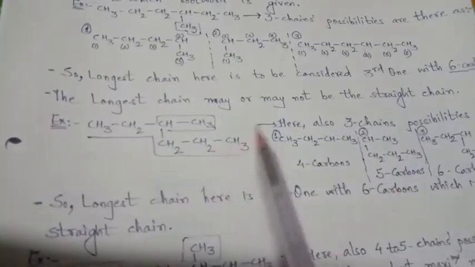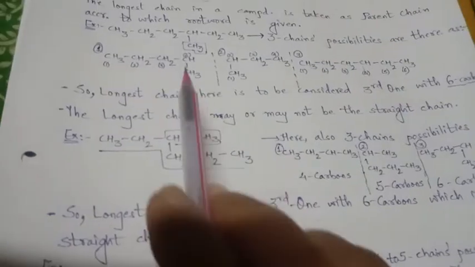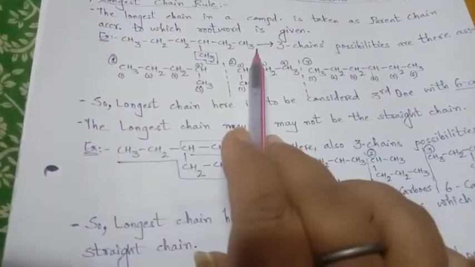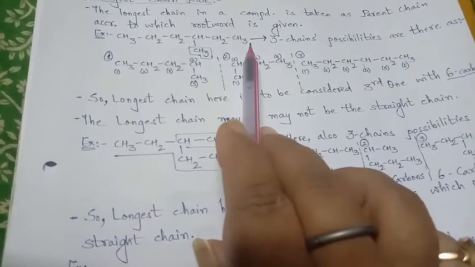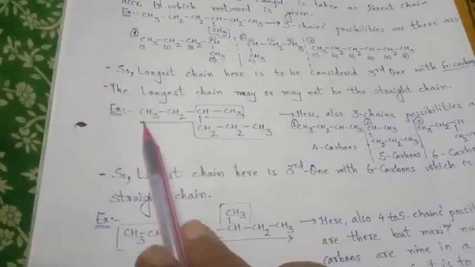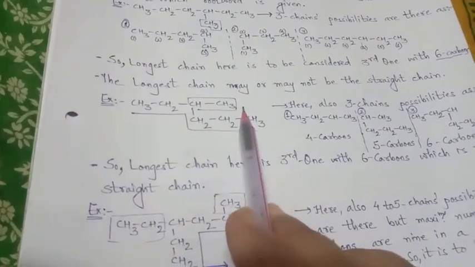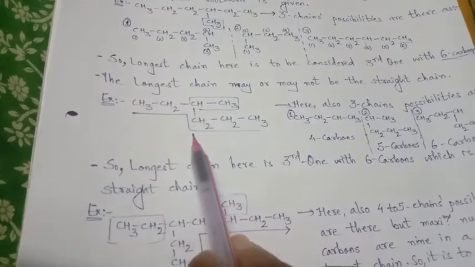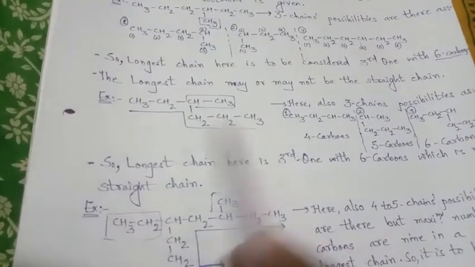The longest chain may or may not be a straight chain. Here it is a straight chain. Clear? The longest may be straight, but all the time it may not be straight. Let us see one more example. See here CH3, CH2, CH, CH3. This is a single chain. From this carbon again one branch is there, CH2, CH2, CH3.